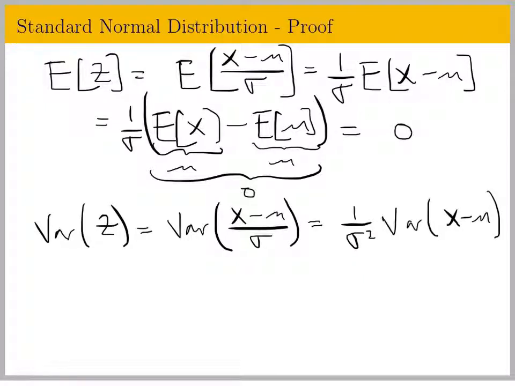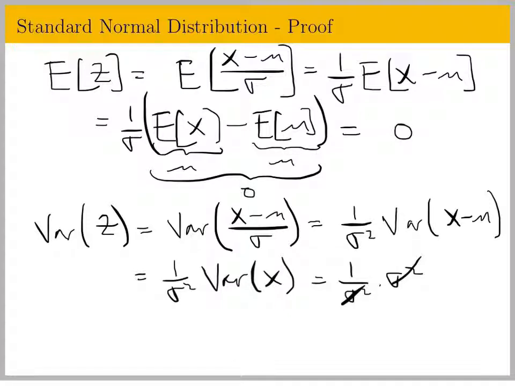Well, we know that the variance of the sum of a random variable and a constant is actually just the variance of the random variable. The constant adds no variance and adds no covariance to that. And so what we end up with is 1 over sigma squared times the variance of x. What is the variance of x? Well, the standard deviation is sigma, so the variance must be sigma squared. So that's 1 over sigma squared times sigma squared. And guess what? That's a variance of 1.